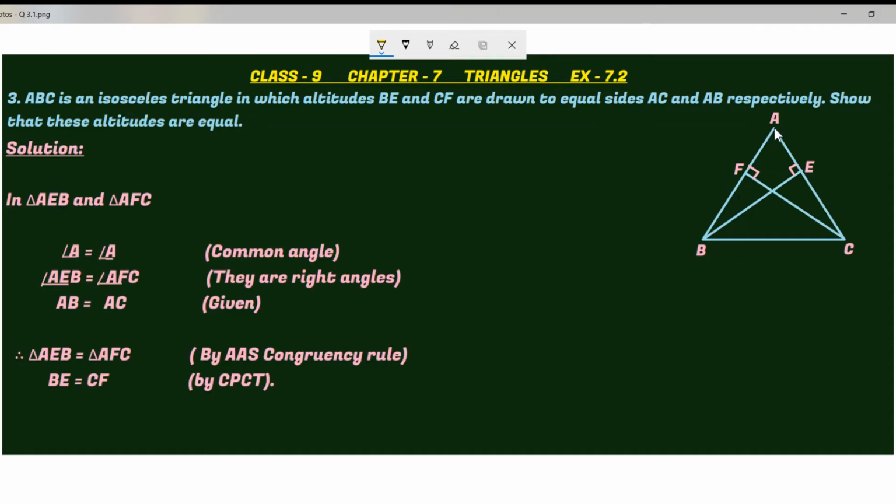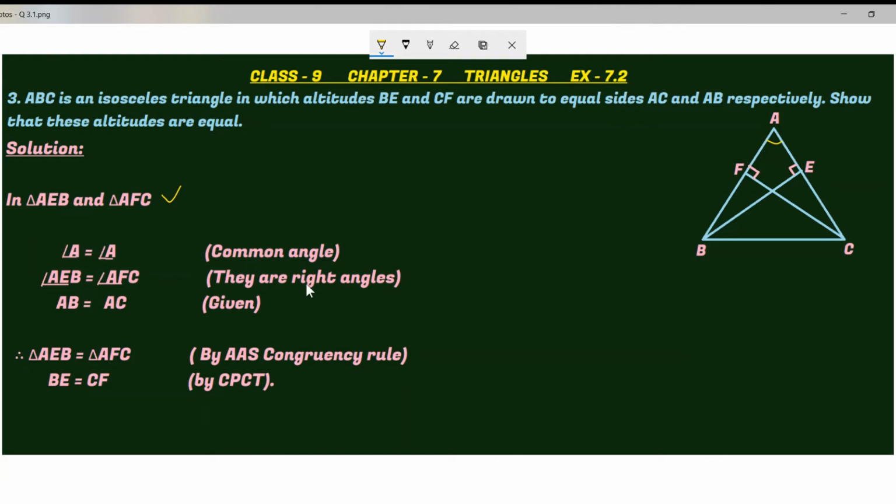First, we have to consider the triangle ABE and ACF. So that I have written in triangle AEB and ACF, this angle is common for both the triangles. So, this is one triangle and this is another triangle. You can see this angle is common for both the triangles. So, I can write angle A is equivalent to angle A. This is common for both the triangles.